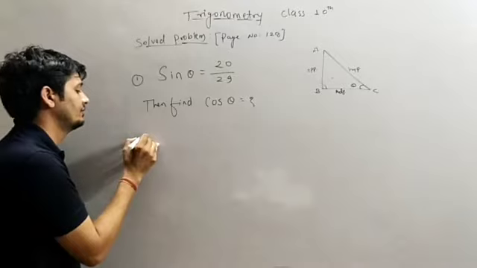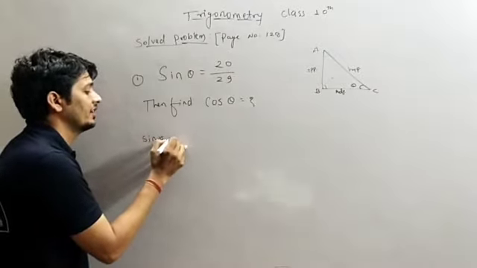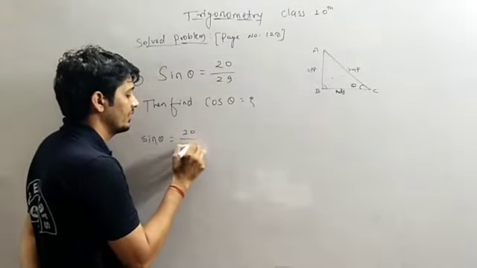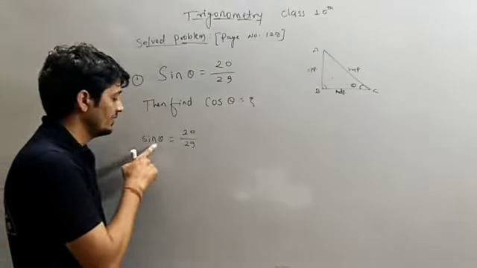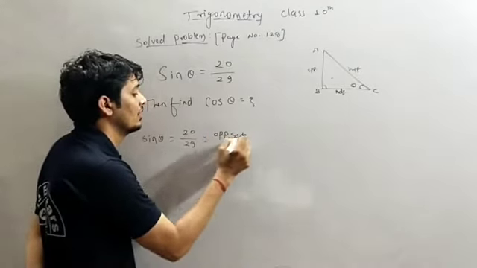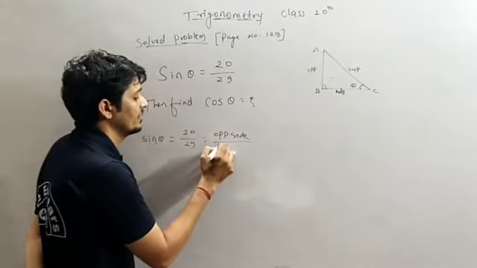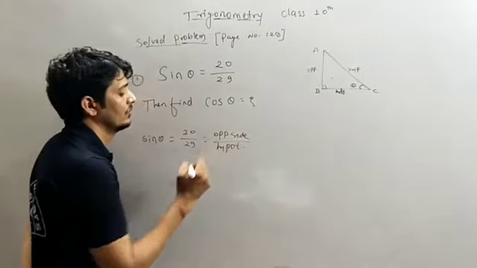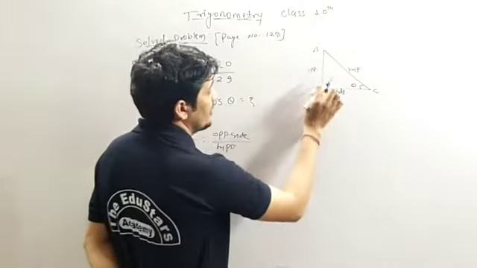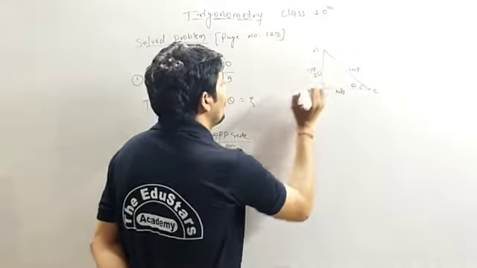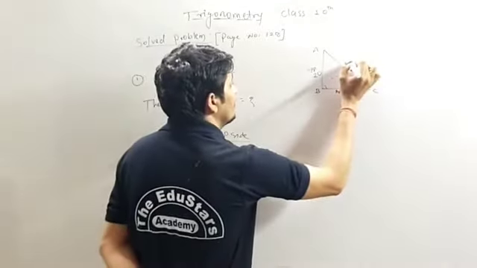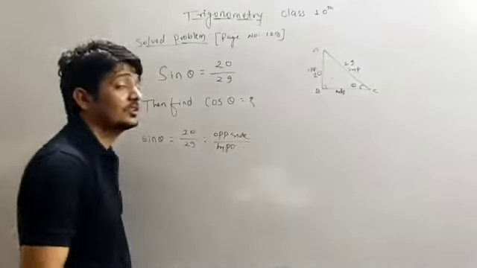So we have sin theta equals 20 divided by 29. And sin theta equals opposite side divided by hypotenuse. So opposite side is 20, that means this is 20 units, and hypotenuse is 29. So we have the measure of 2 sides.